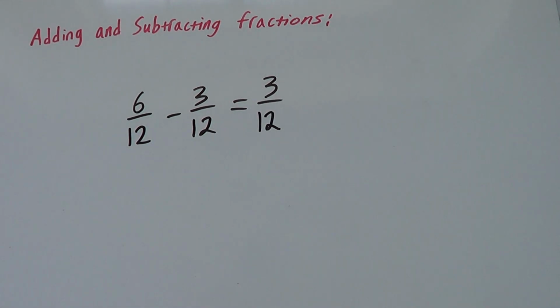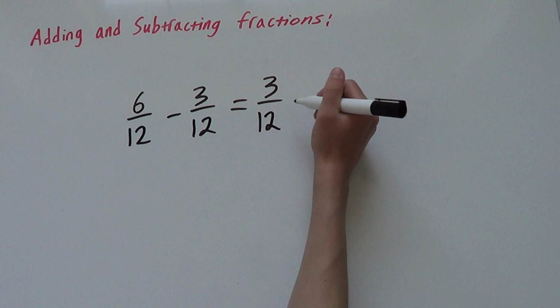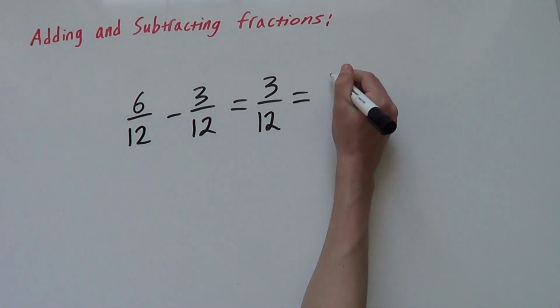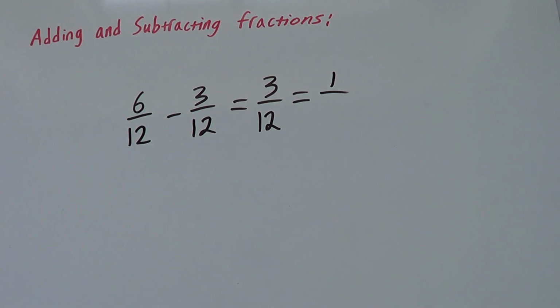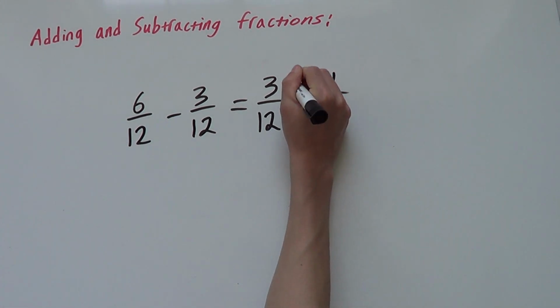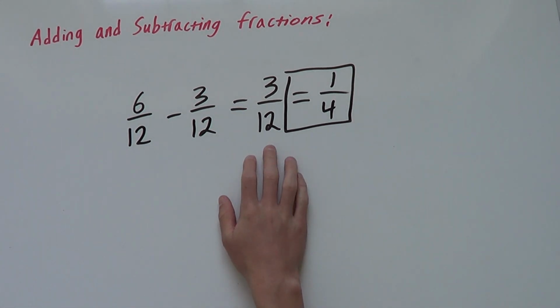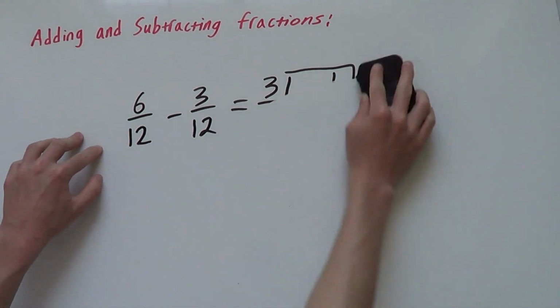Now we see if this can be simplified. It can. 3 goes into both of these numbers. 3 goes into itself 1 time, and 3 goes into 12 4 times. So the simplified answer is 1/4. It's a common mistake to forget to simplify, so make sure you check.